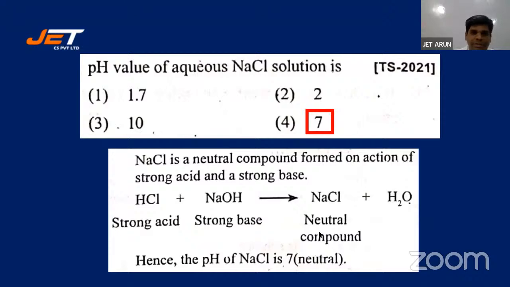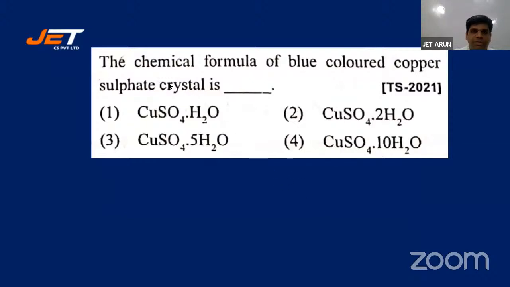Yeah, you got it right. Here is another factual question. The chemical formula of blue-colored copper sulfate crystal. Simple copper sulfate crystal is white in color, but he says blue-colored copper sulfate crystal. What is blue-colored copper sulfate crystal? Give this a go. Good. Most of you say 4. No. Think again. Option 2. Blue-colored copper sulfate crystal is copper sulfate pentahydrate. It is also called blue vitriol.